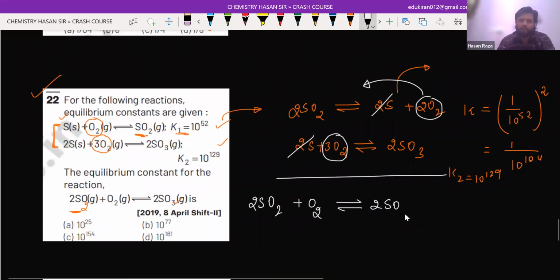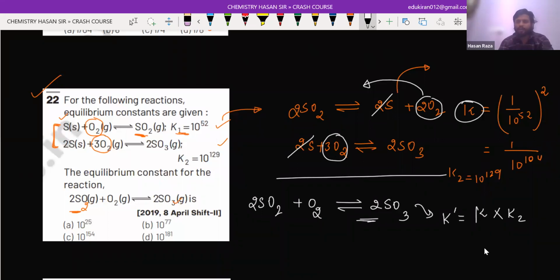So as I told you, when you calculate the value of Kc for a reaction which comes after the combination of two or more reactions, the equilibrium constant of this new reaction, K dash, will be equal to K1 into K2. K1 has a value of 1 upon 10 raised to the power 104, and K2 has a value of 10 raised to the power 129. So you will get 10 raised to the power 25. That will be your answer.